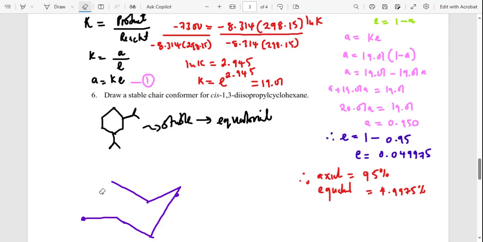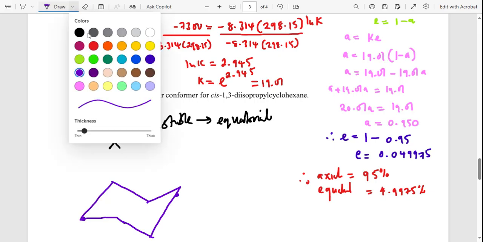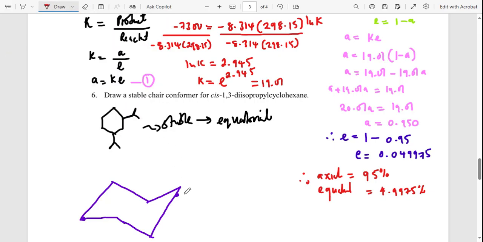So we again have to decide which one is going to be carbon number one. Let's label it, and then we'll follow. This will be one, this will be two, this will be three, 4, 5, and 6. Carbon number one is the one where we put the group in the equatorial, not the axial. So equatorial goes down. Okay, so that's our group there.